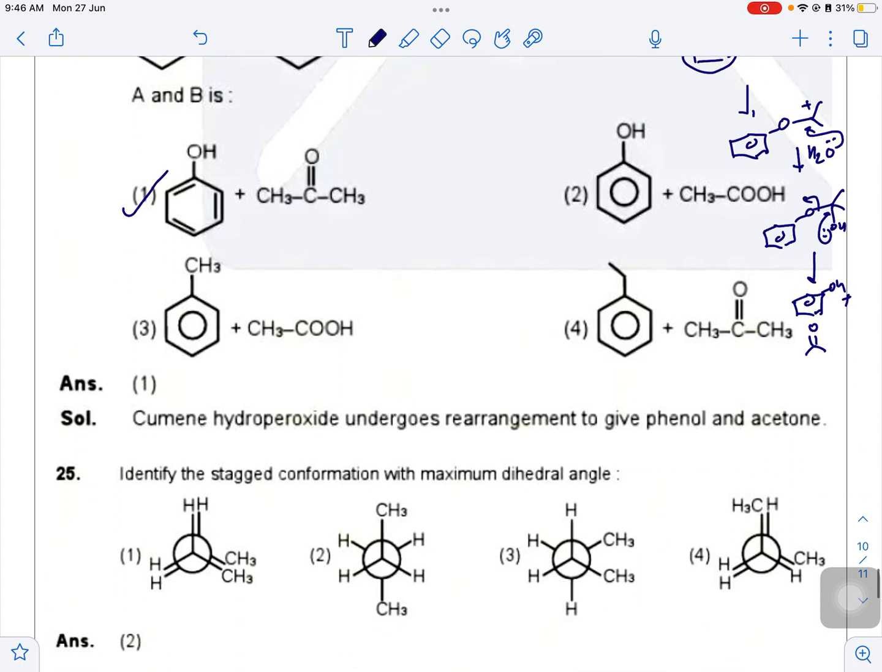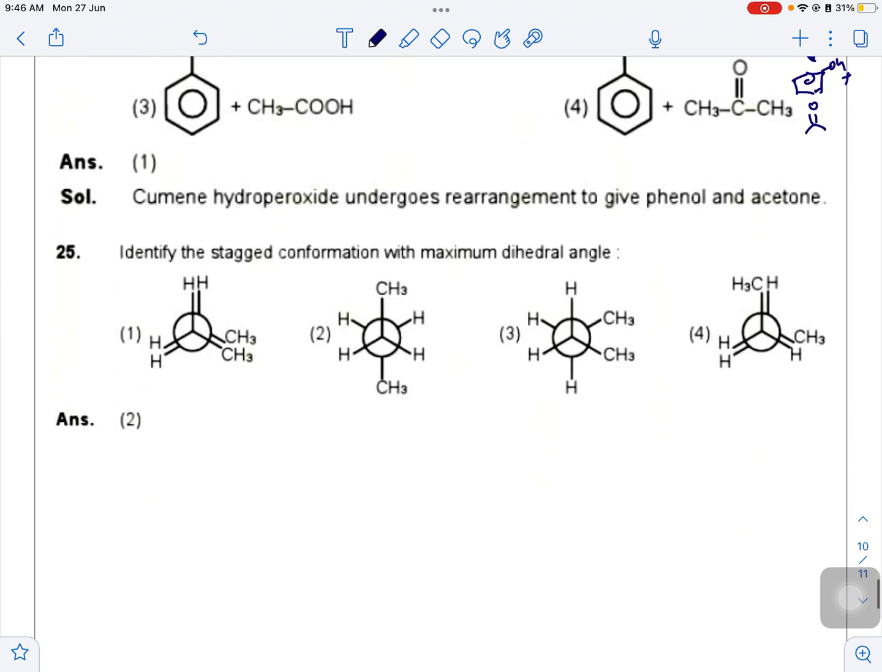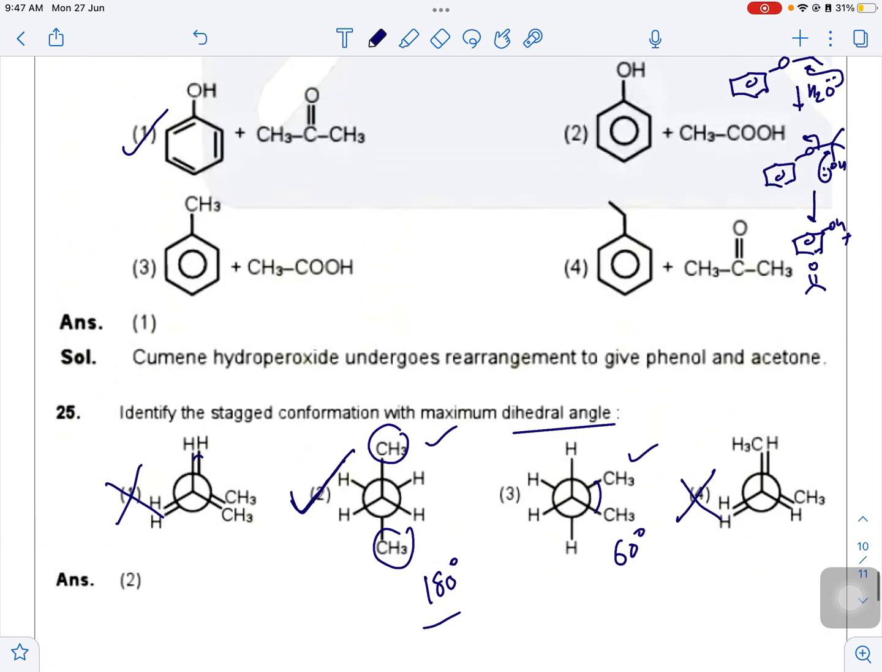Cumene hydroperoxide rearrangement reaction. The next question is, identify the staggered conformation with maximum dihedral angle. This is a simple question. We can see this is eclipsed. This is staggered. This is staggered. This is eclipsed. So these two are eliminated as they are not staggered conformations. The dihedral angle between the methyl groups in anti-conformation is 180 degrees here. Here it is 60 degrees. So the maximum dihedral angle with staggered conformation is this anti-conformation.